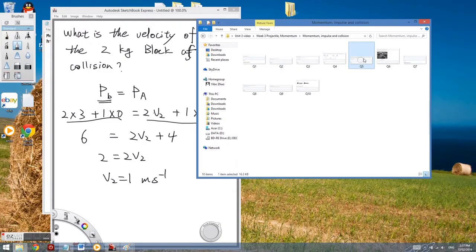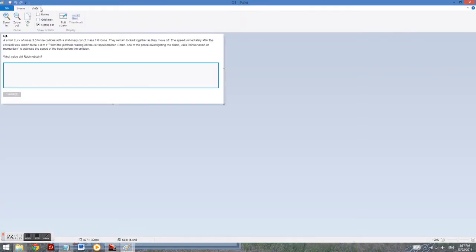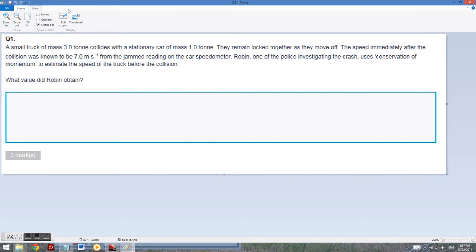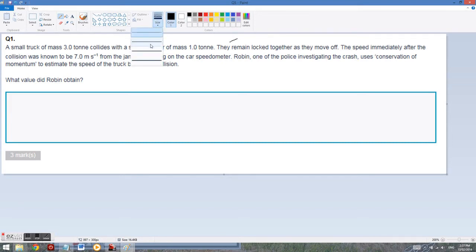Let's keep doing some example questions. Okay, have a read of this question here. Now a small truck of 3 tons collides with a stationary car of mass 1 ton. So we have two objects, we have a collision. Okay, so now write it down.